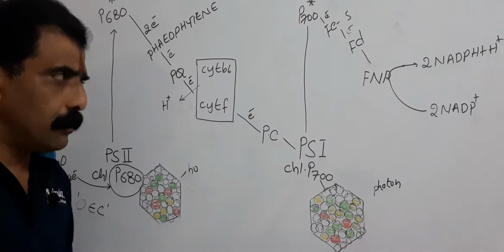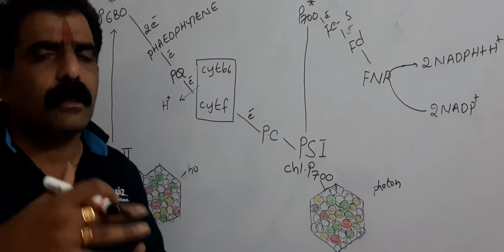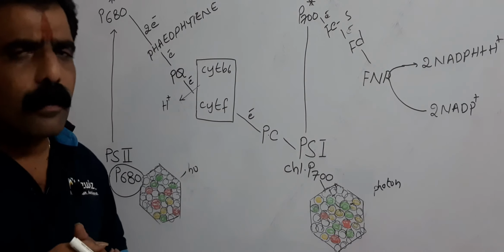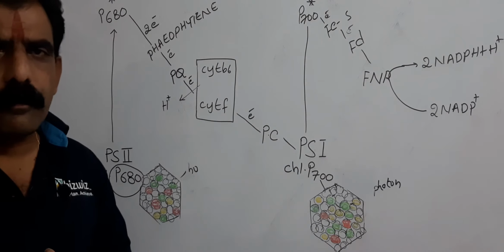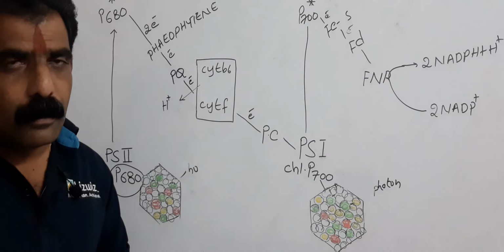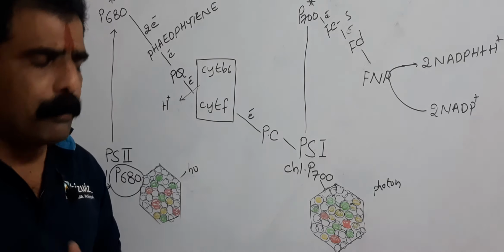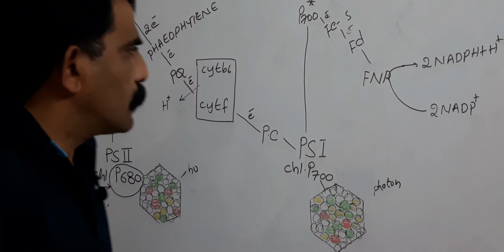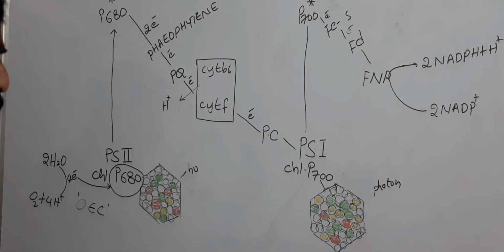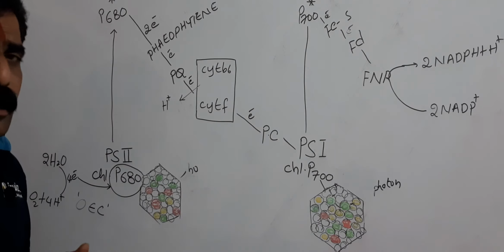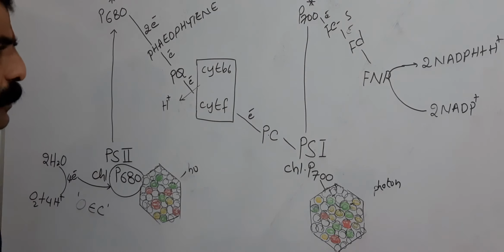Because of all these activities, a concentration gradient is established between the stroma and the lumen. When this concentration gradient develops, a membrane potential develops, and this membrane potential and this proton concentration gradient together constitute proton motive force or electrochemical gradient. When it is broken, then ATPs are formed through chemiosmosis.